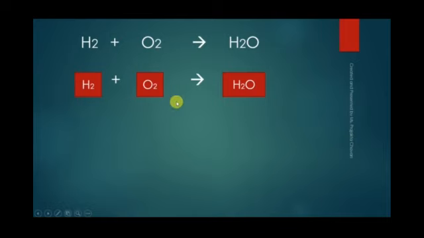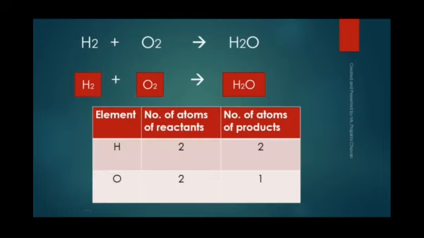The second step is to write down the number of atoms that are present for the reactants and products. We are going to do that with the help of a table. I have already drawn a table here in front of you. Let me quickly explain it. The first column says elements. So what elements are present in the chemical equation? Here we have only two elements involved, that is hydrogen and oxygen.